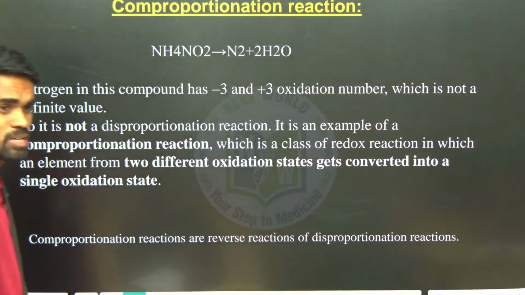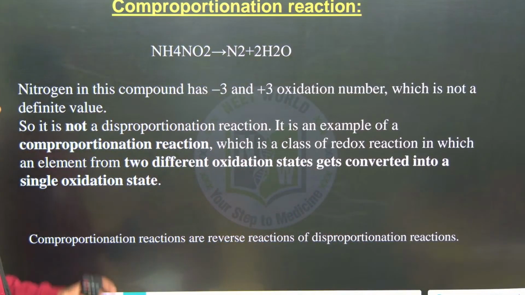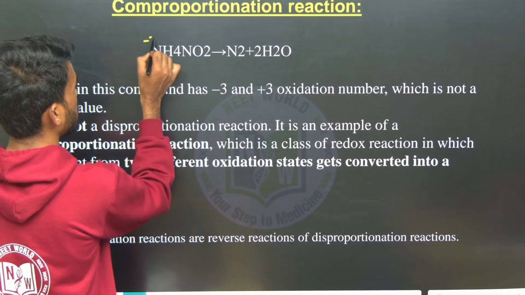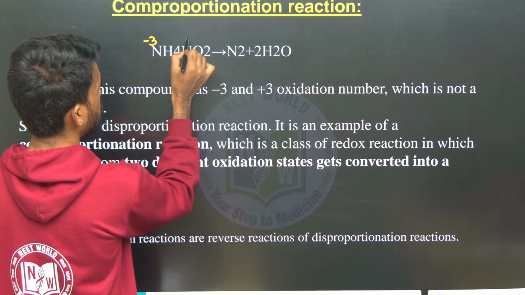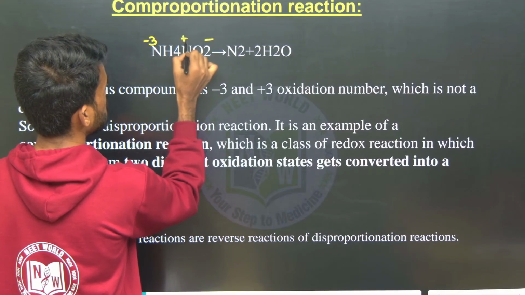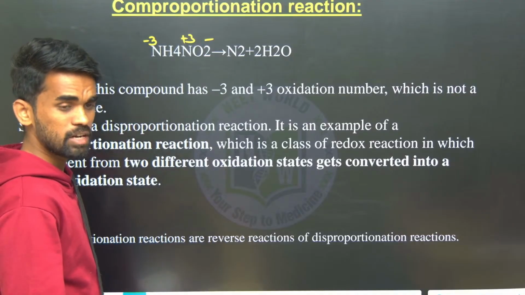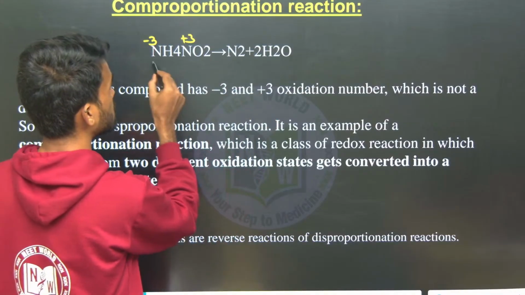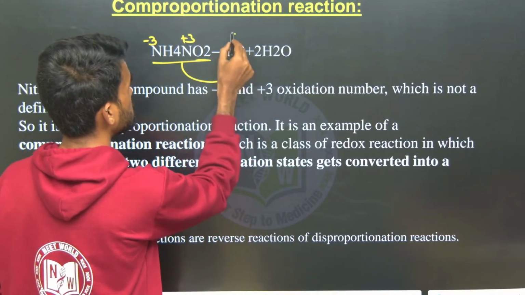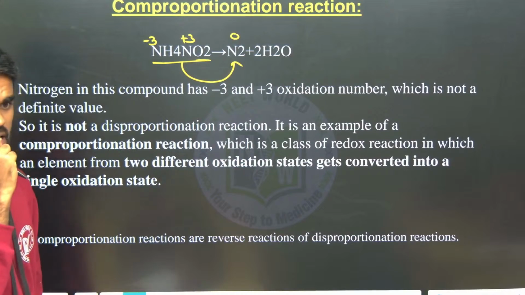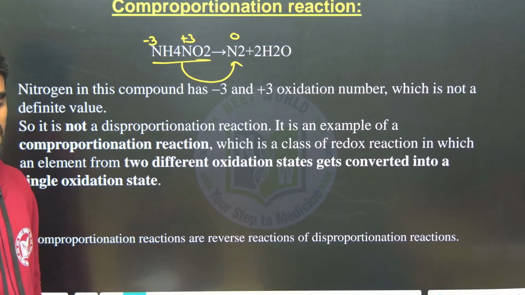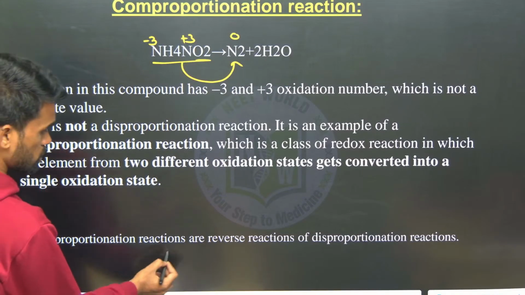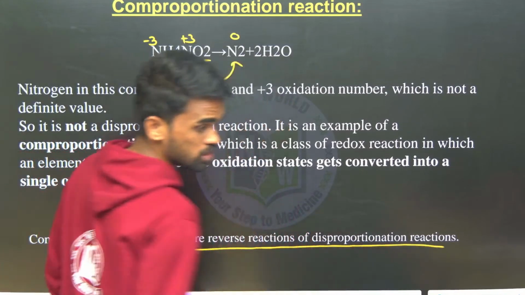Next, comproportionation means the reverse of disproportionation. Here there are different oxidation states, minus 3 and plus 3, giving a product having the same oxidation state. That is considered a comproportionation reaction. Comproportionation reactions are the reverse of disproportionation reactions, you can remember.